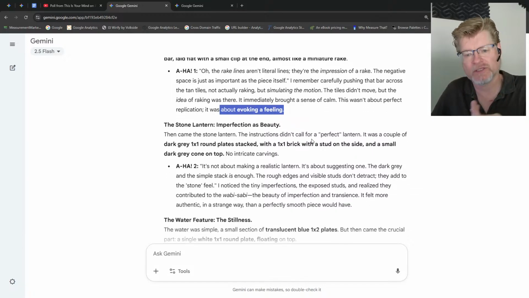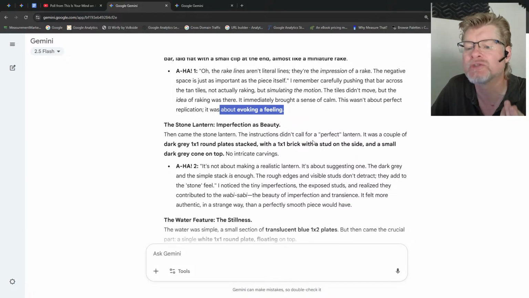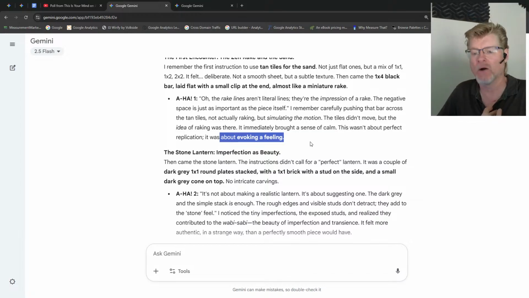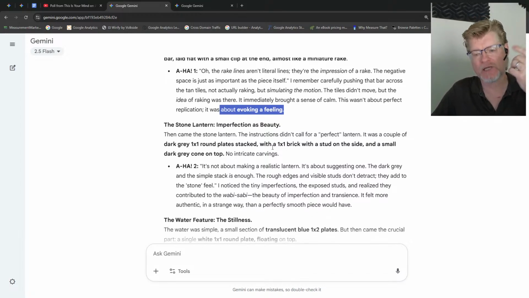It was about that texture that I was able to create. I didn't know you could do that with Lego. Quite literally, I'm experiencing that now. That's a new experience for me. Lego should sponsor this episode.